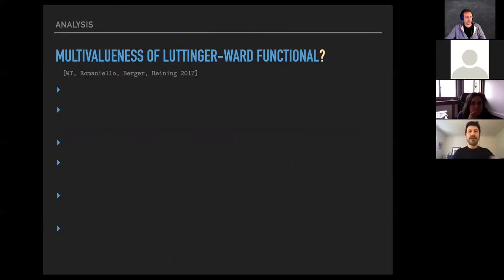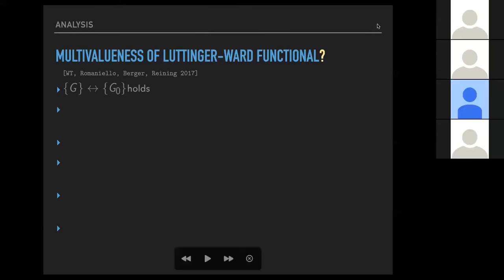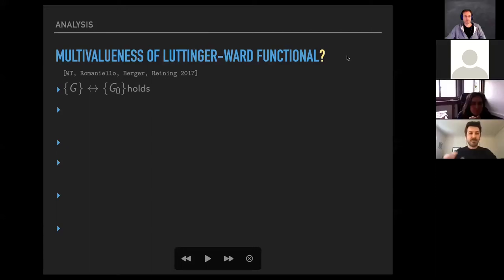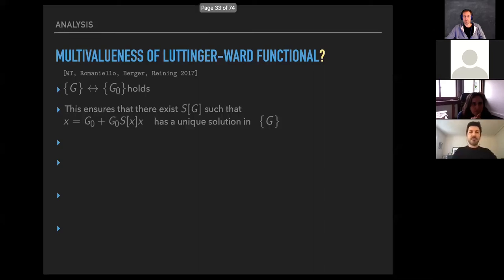And back in 2017, we suggested another interpretation of their numerical results. We started from the fact that we believe that there is a one-to-one correspondence between G and G0. And we provided an argument in the article for real systems, but we analyzed exactly the Hubbard atom, and for that we managed to prove it. What does this mean? This implies that there exists a self-energy functional which can be used in the self-energy Dyson equation, and the solution is unique among the Green's functions.